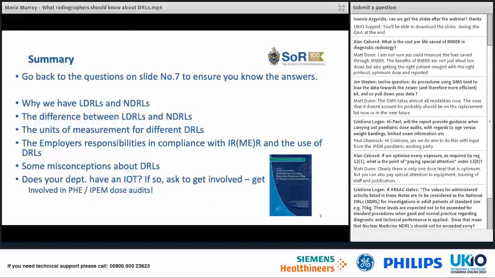Make sure that if you do image children, that these DRLs are quite separate from the adult DRLs, and make sure that you're comparing like for like, that you do use the units of measurement. And one thing I will stress is when you are teaching and assessing student radiographers, it should involve a discussion around DRLs. So go and do some extra CPD, my advice to you. I've done plenty and I've given you loads of web links in a minute.